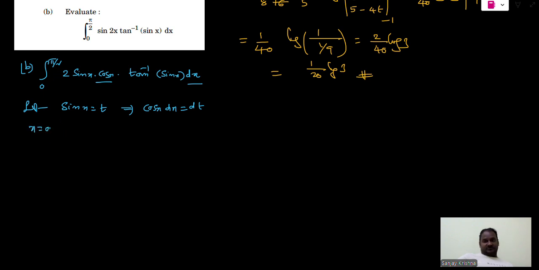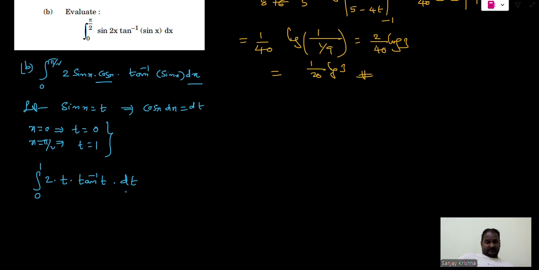When x is equal to 0, then t is equal to sin 0, which is 0. Similarly, when x is equal to pi by 2, then t is equal to sin pi by 2, which is equal to 1. Therefore, what are the new limits? New limits are 0 to 1. Integral 0 to 1, 2 into sin x, we have taken it as t. Cos x dx is obviously dt, and this is the tan inverse of t. So t into tan inverse of t into cos x dx is equal to dt.